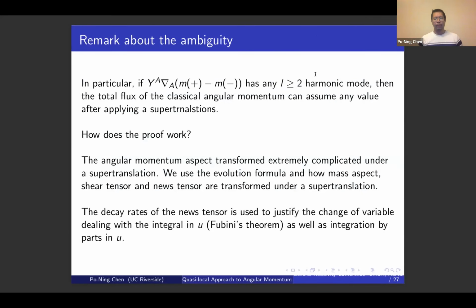Okay, so in particular, as long as f has l greater than or equal to 2 modes, then the total flux, the total change of the Dray-Streubel angular momentum, can assume any value after applying a pure supertranslation. So in other words, you indeed have an ambiguity as long as this function has l greater than or equal to 2 modes.